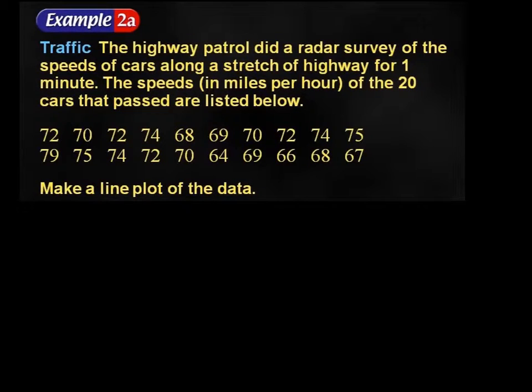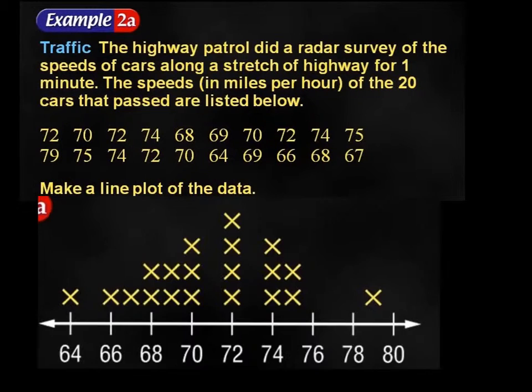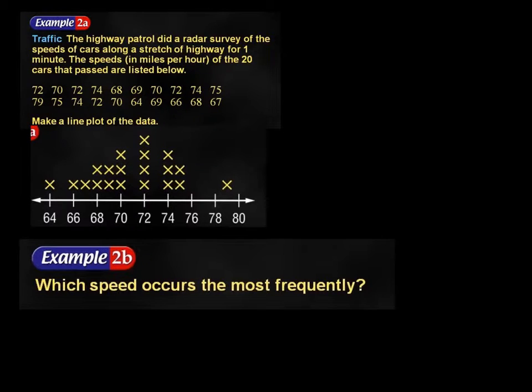The Highway Patrol did a radar survey of the speeds of cars along a stretch of highway for 1 minute. The speeds in miles per hour of 20 cars that passed are listed below. Make a line plot. And now with the magic of cut and paste, we have the line plot. It includes the minimum value of 64 and the maximum value of 79. I think they may have been speeding. From the line plot, it's easy to see that the speed that occurs most frequently is 72 miles per hour. Hope it's a 75 miles per hour speed zone.